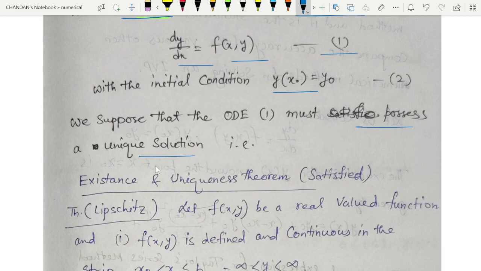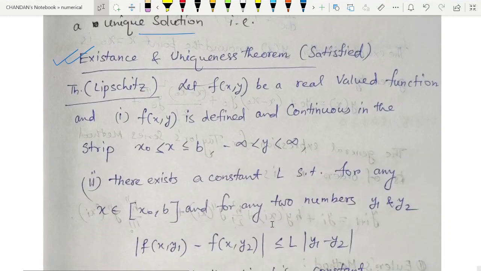Now we all know that this is the existence and uniqueness theorem, and the existence and uniqueness theorem ensures us whether the ordinary differential equation has a unique solution or not. Let us suppose that this differential equation satisfies the Lipschitz condition, that is, this gives the unique solution. And here I write the existence and uniqueness theorem just once for your recalling.